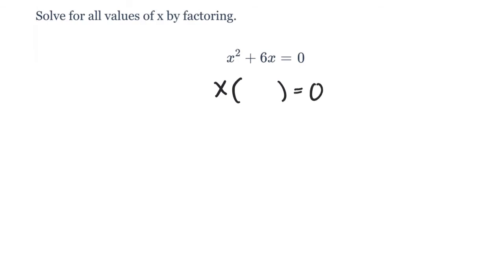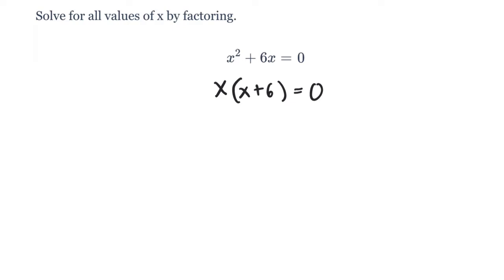We need to figure out what's going to go inside my parentheses when I factor out the x. So x squared divided by x gives me just x. So my first term in the parentheses is going to be x. Then 6x divided by x is just going to be 6. It's a positive 6, so I'm going to put plus 6. That's it. That's all there is.